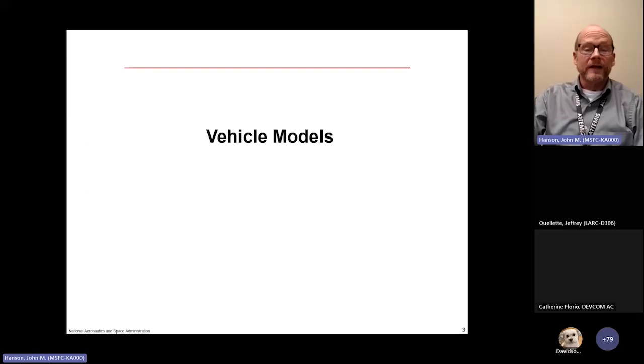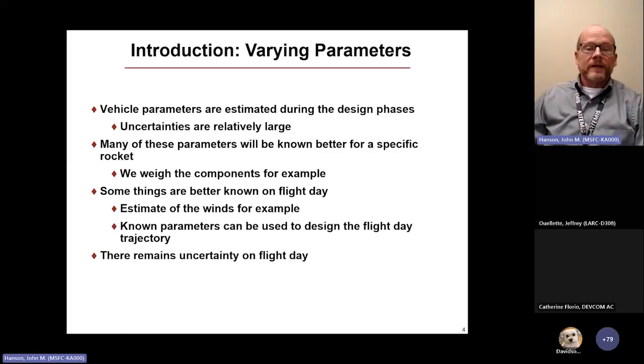So first of all, the vehicle models. We estimate these things during the design phases, but we have relatively large uncertainties. We might be developing an engine. We think we know how it's going to perform, but we have a fair amount of uncertainty in that. Then when we build a specific rocket, we will know those parameters a lot better. Maybe we'll put engines on test stands. We might weigh our components and get accurate values for how much each thing weighs. Early in design, you wouldn't know those things.